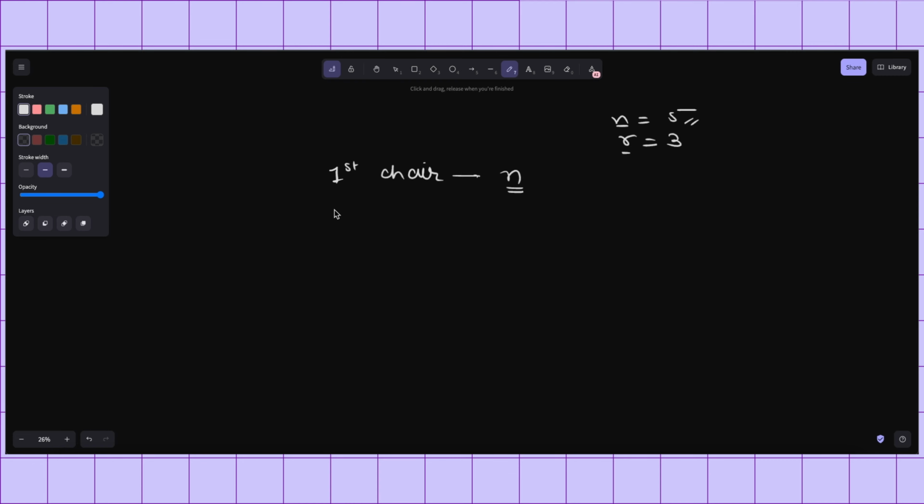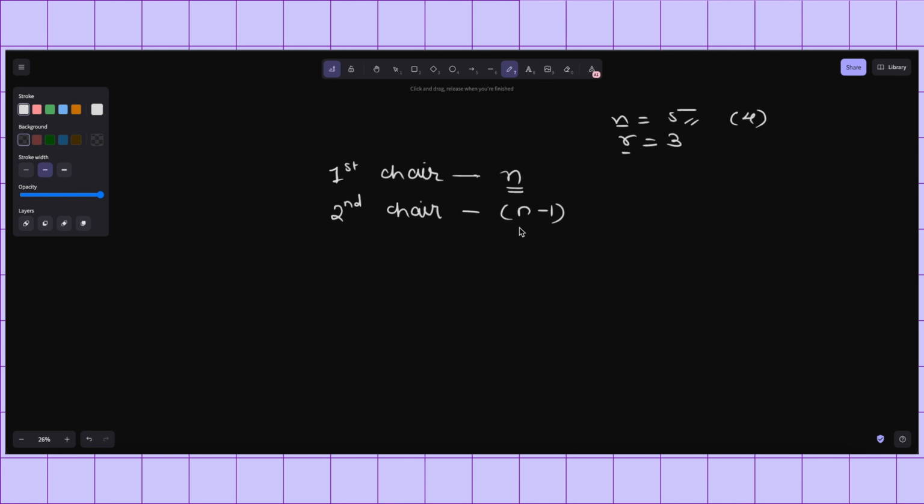What will be the ways for the second chair? There will be n minus 1 ways, because the first seat is occupied. Let's say one of the 5 people has chosen to sit on the first chair, but only 1 person will be able to sit. So let's see how many people are left to be seated. There are 4 people who are left to be seated.